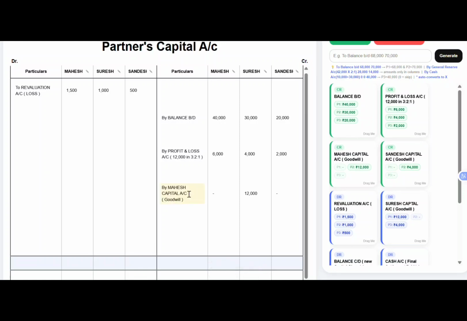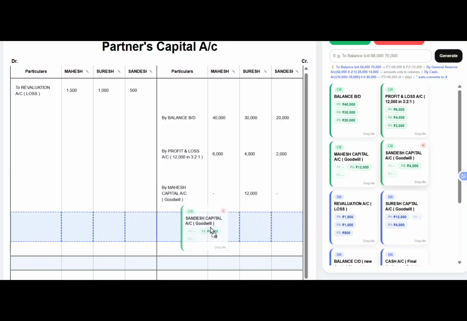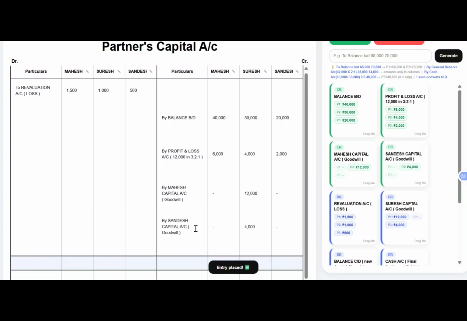is 12,000. And similarly, here Sandesh is also going to bear the goodwill for Suresh, that is by Sandesh capital account. The goodwill that is borne by Sandesh for Suresh is 4,000. So this is the goodwill that is to be provided for Suresh by Mahesh and Sandesh. So now the goodwill that has been borne by Mahesh and Sandesh has to be deducted from Mahesh and Sandesh.